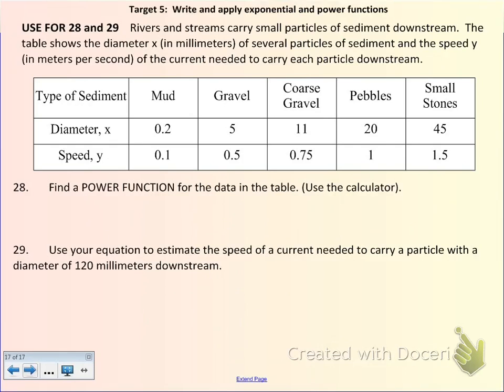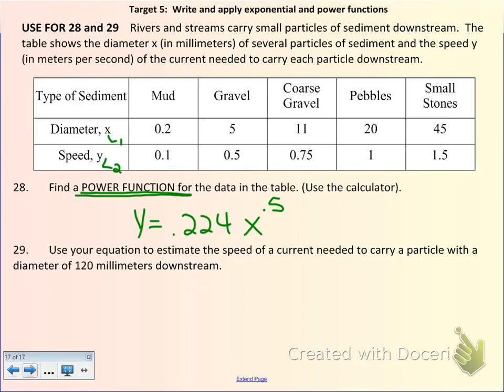Okay, the last problems for this review. Here we have rivers and streams carry small particles of sediment downstream. The table shows the diameter x in millimeters of several particles of sediment and the speed y in meters per second of the current needed to carry each particle downstream. So again, you're going to plug these into your stat edit button. Your diameter here is your L1. Your speed is your L2. Plug them in, but this time we're trying to find a power function. So you hit that A button to get the power function. You should end up with the equation y equals 0.224 x to the 0.5.